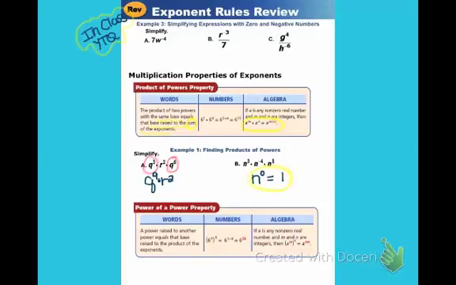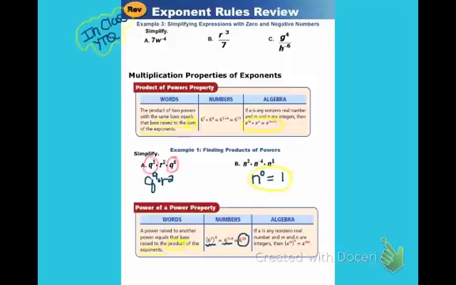Okay, how about the power of a power property? So remember, with the power of a power property, you have a single base that's being raised to two different powers. So a power raised to another power equals that base raised to the product of the exponents. So in other words, we take those two exponents and we multiply them. So for instance, 6 to the 7th power raised to the 4th would be 6 to the 7 times 4, or 6 to the 28th power.